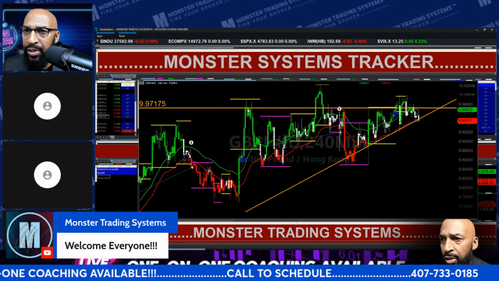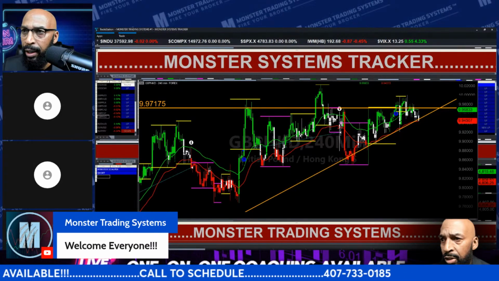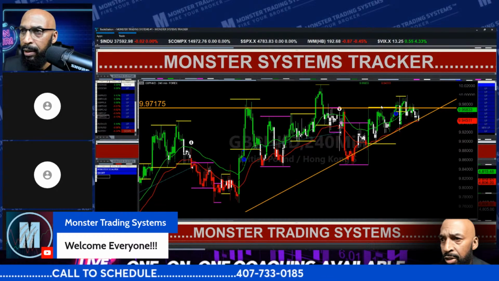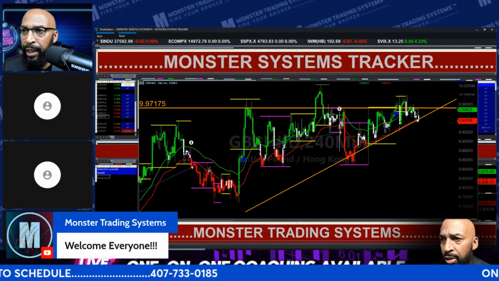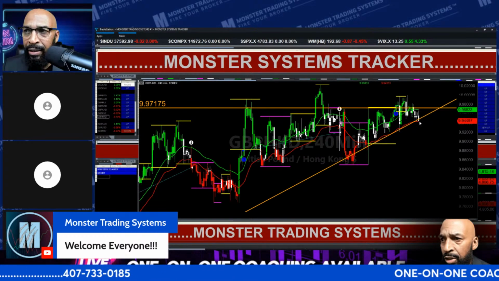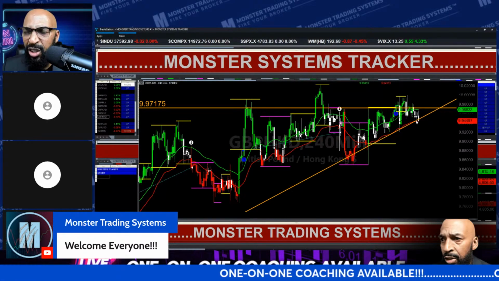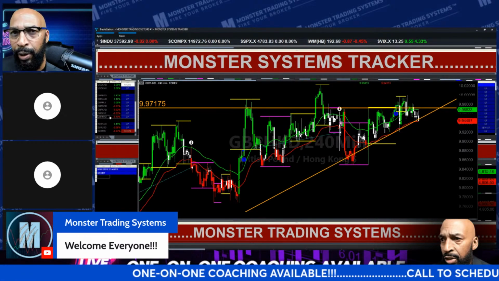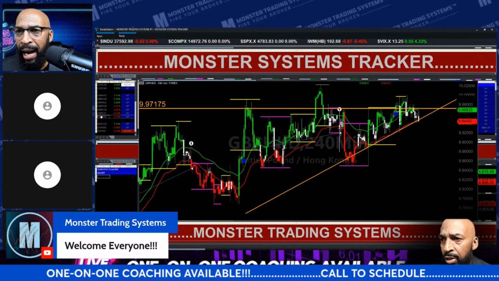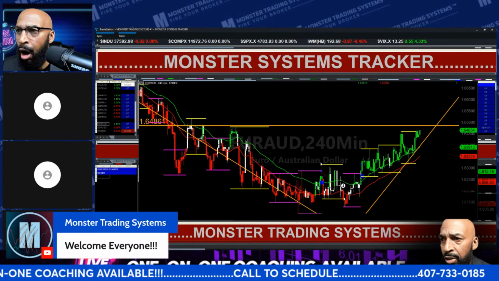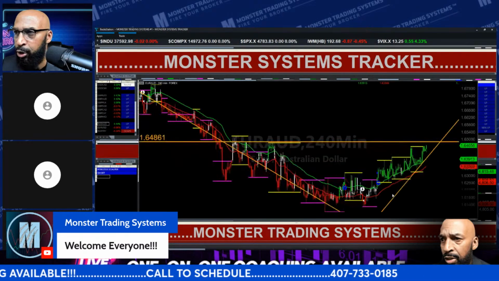This is where sellers came in before. Here, even here, and here we are here. So if it turns red, even if the candle is still open, you might just want to close the trade. That trade might be over. Okay, that's pound HKD.